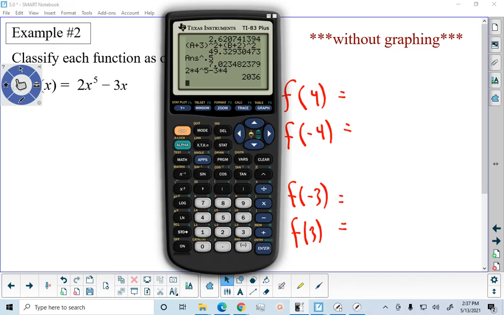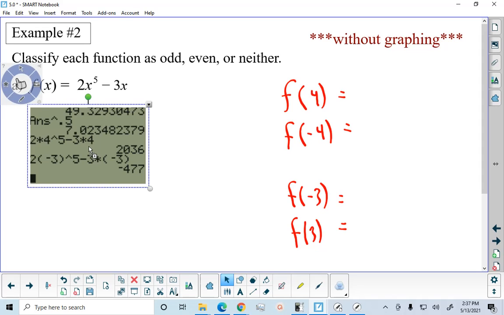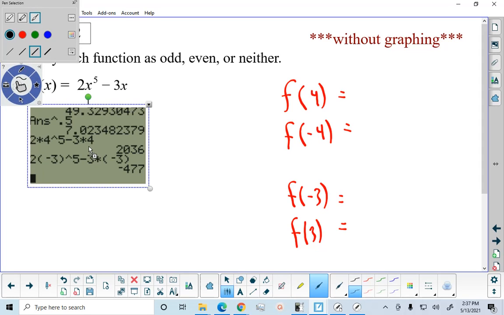While I'm at my calculator, I'm going to do the same for negative 3. I'm going to put negative 3 in there. 2 times in brackets negative 3 to the 5 minus 3 times, we don't really need in brackets, but I'm going to put it in brackets. 2 times negative 3 to the 5 minus 3 times negative 3 gives me negative 477. So if you were to calculate f of 4, you would get 2036. And if you were to calculate f of negative 3, you would get negative 477.